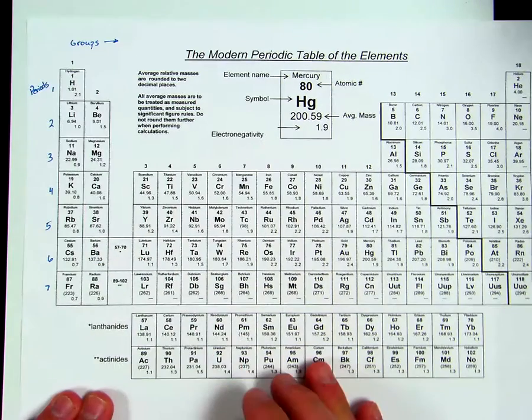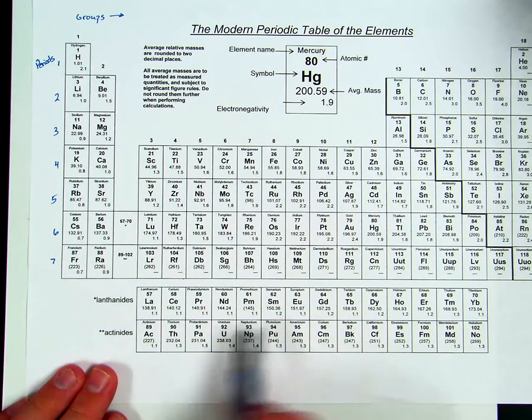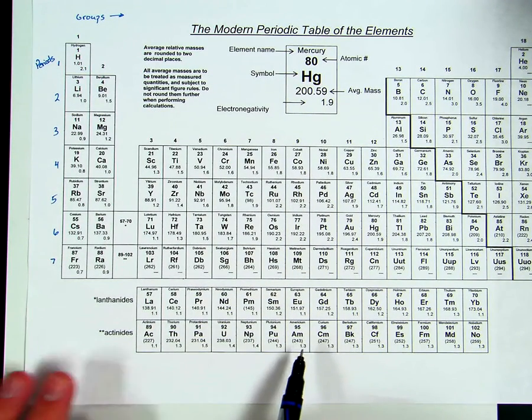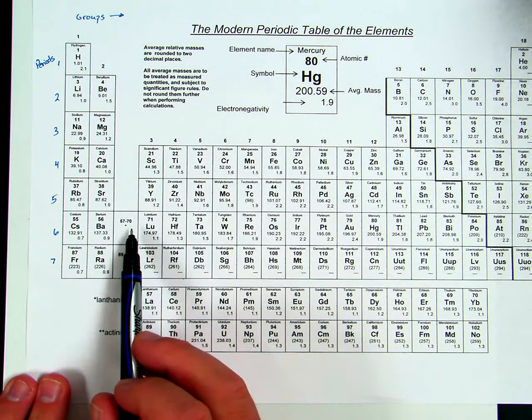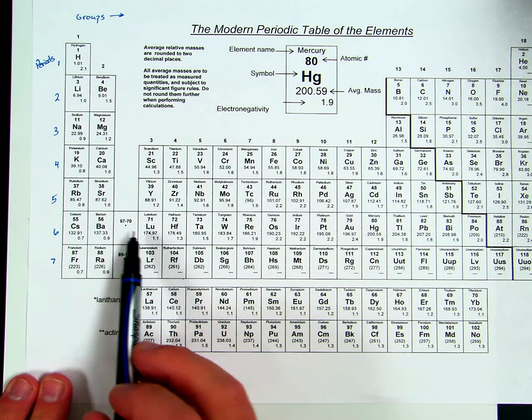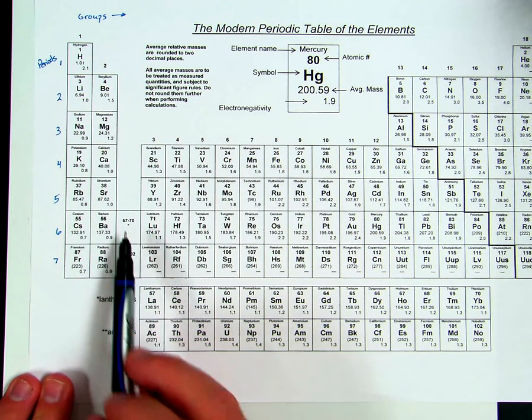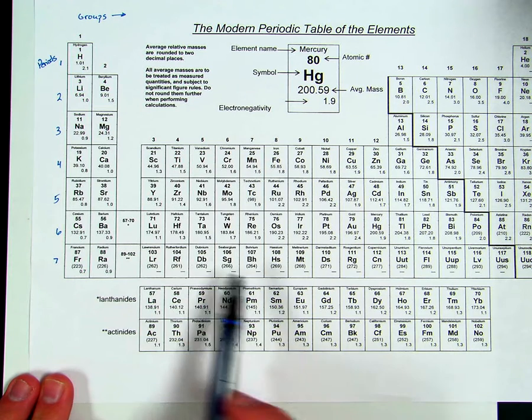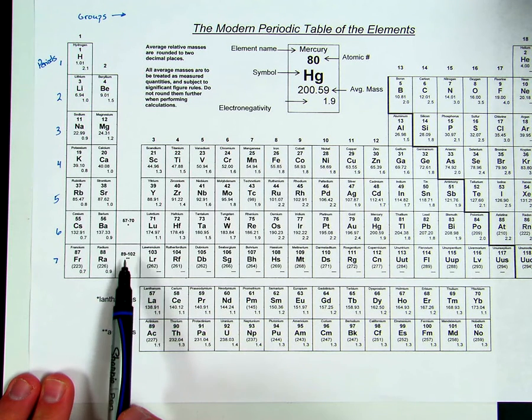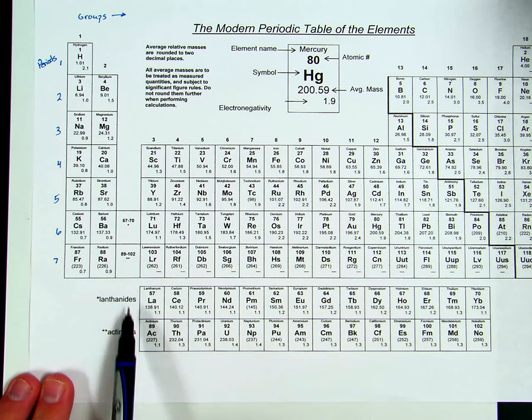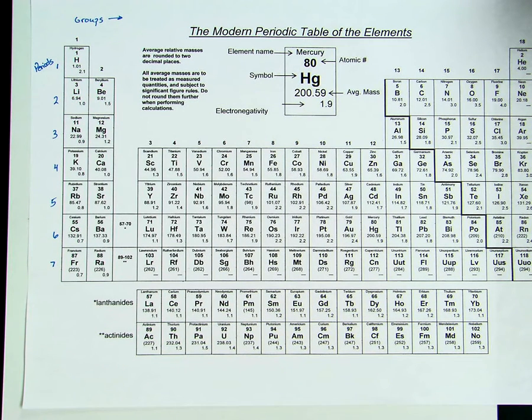You'll notice that these two rows that are pulled out at the bottom are actually a part of periods 6 and 7. You can see on your periodic table there's an asterisk here for atomic numbers 57 through 70. Those all go here in period 6. Likewise, atomic numbers 89 through 102 all go here in period 7. So one thing you should be able to do is identify elements by their group and period number.